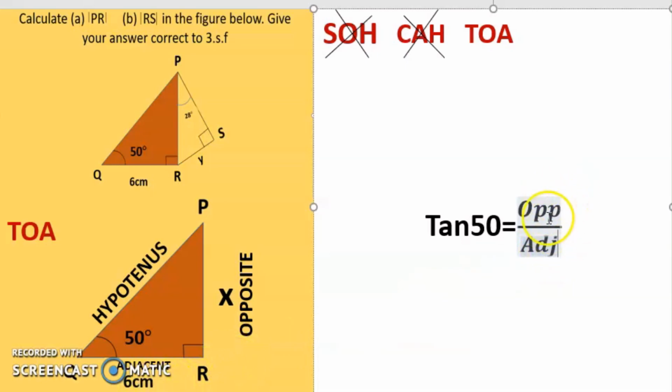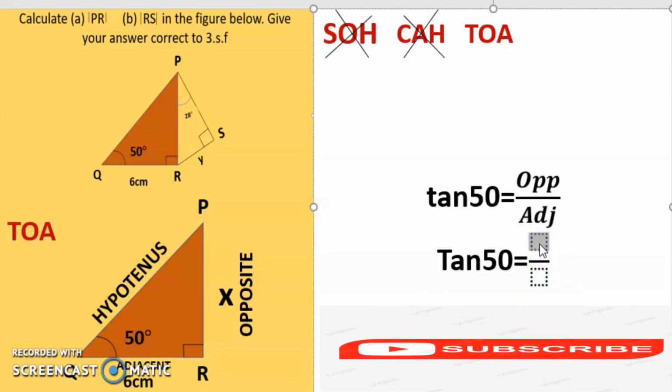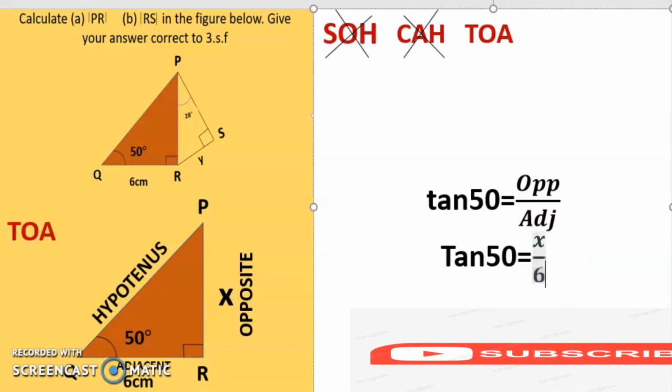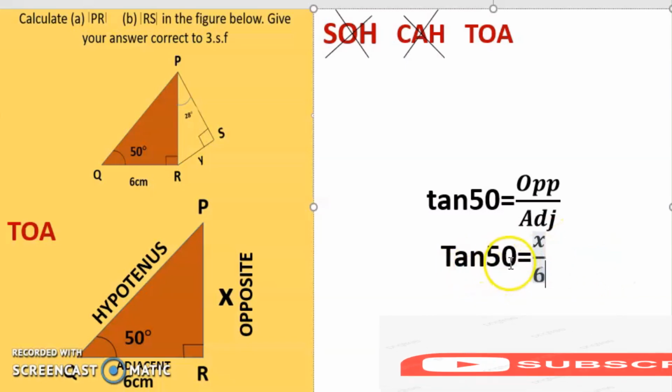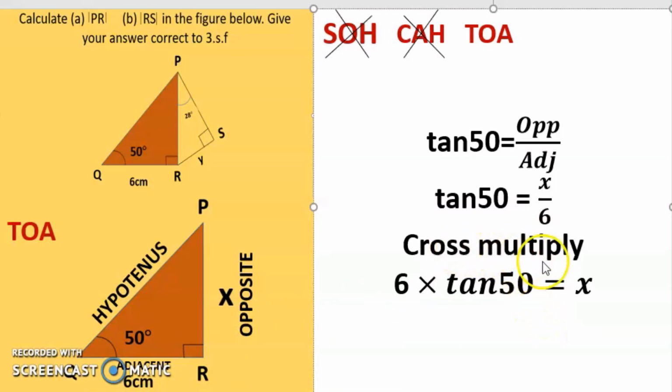So we are going to substitute. Wherever we see opposite here, we put x. Wherever we see adjacent here, we put 6 centimeters. So we have x over 6. Now, since we have tan 50 equal to x over 6, the next thing we are going to do will be to cross multiply to solve for the value of x. So if you cross multiply, it becomes 6 times tan 50 degrees equal to x.